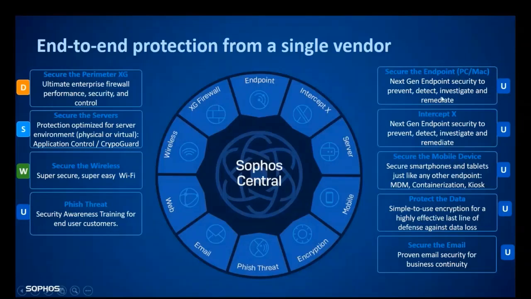So to keep it simple, we have 4 categories. We have the user category, under which everything that is user-based is licensed. So it's endpoint, anti-ransomware, mobile, device encryption, and email and phish threats, right? And then we have another category for devices, which is the firewalls, servers, which is another category, a very important category, and wireless for access points.